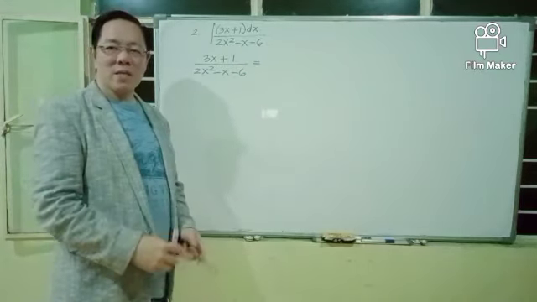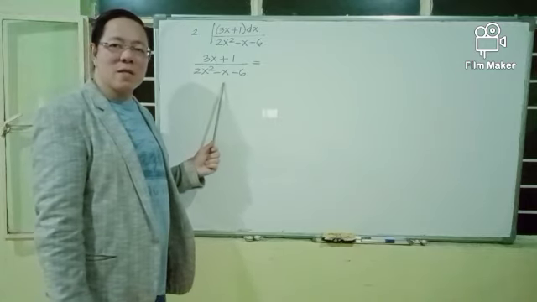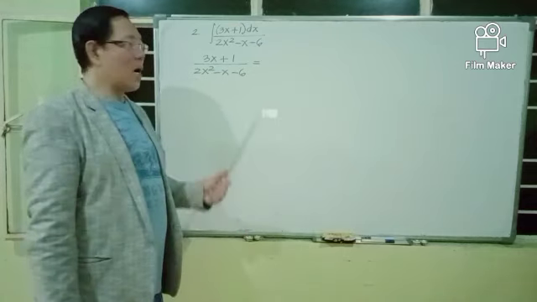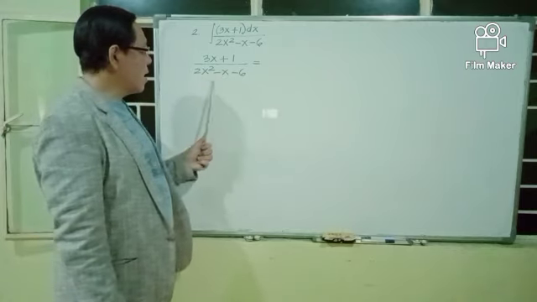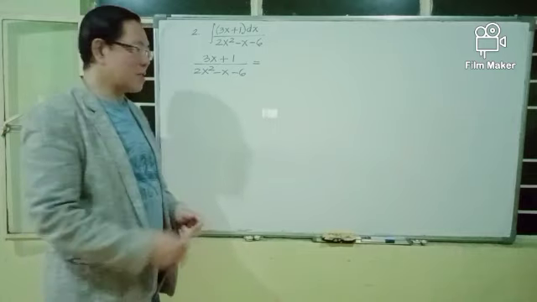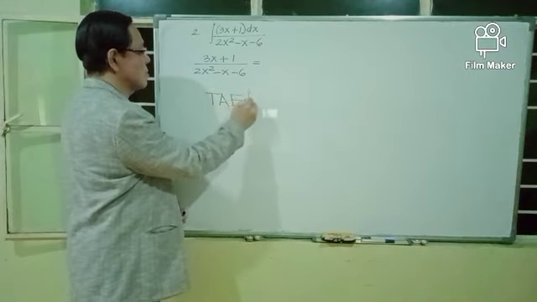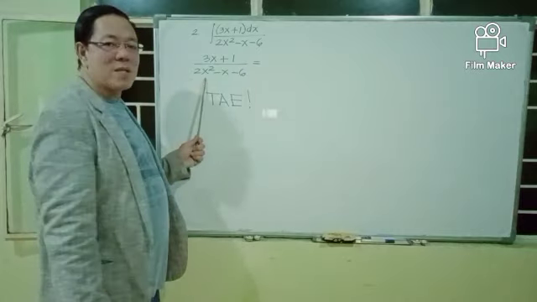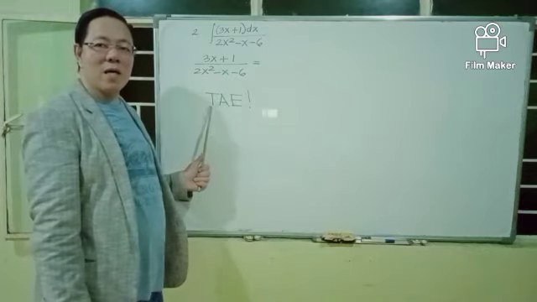And we will now write this rational expression (3x + 1)/(2x² − x − 6) as a sum of partial fractions. But we factor out first 2x² − x − 6 by a method for factoring known as trial and error. We factor out the quadratic expression 2x² − x − 6 by this method, trial and error.